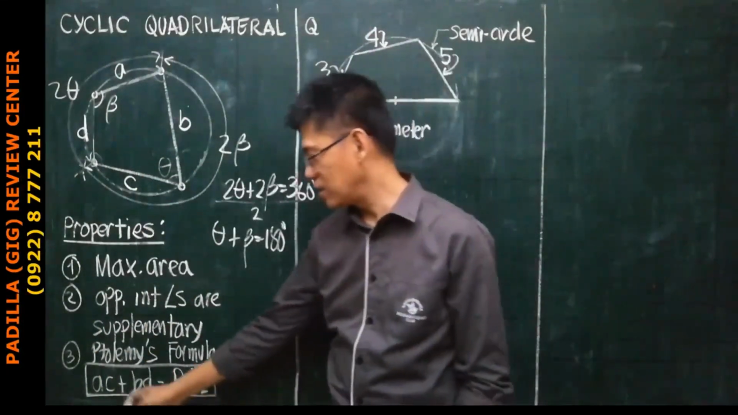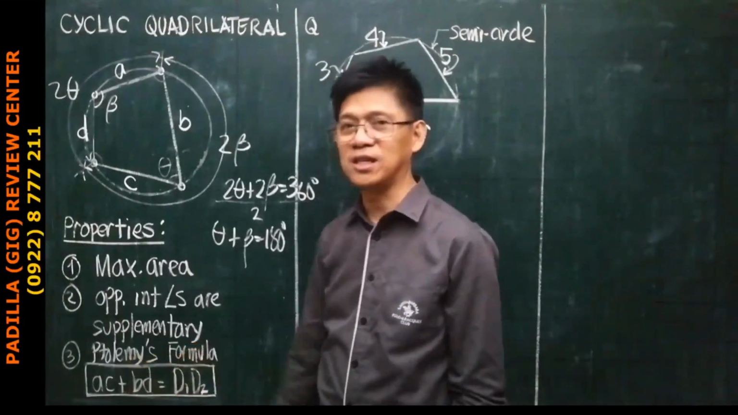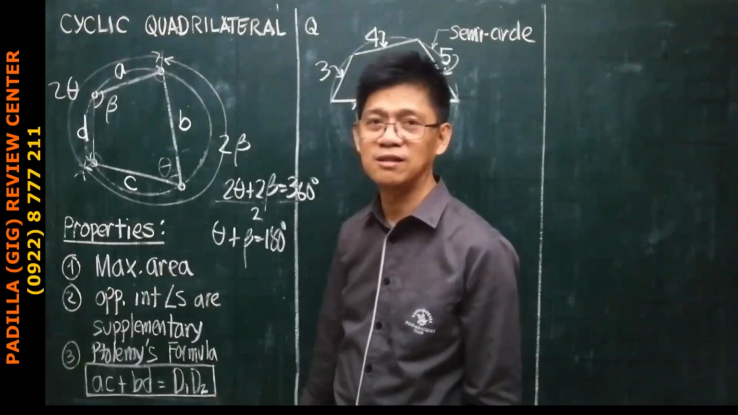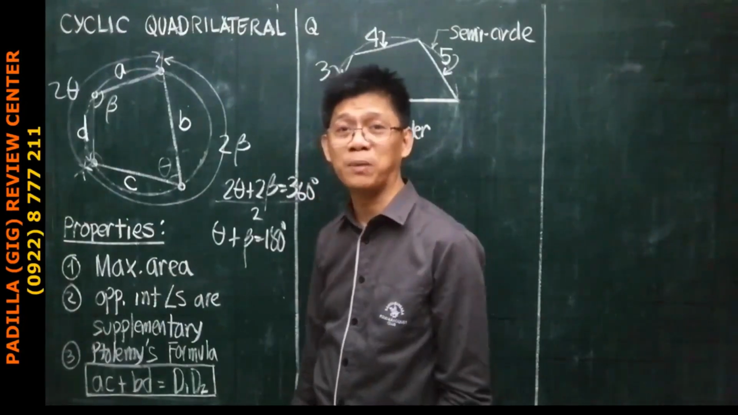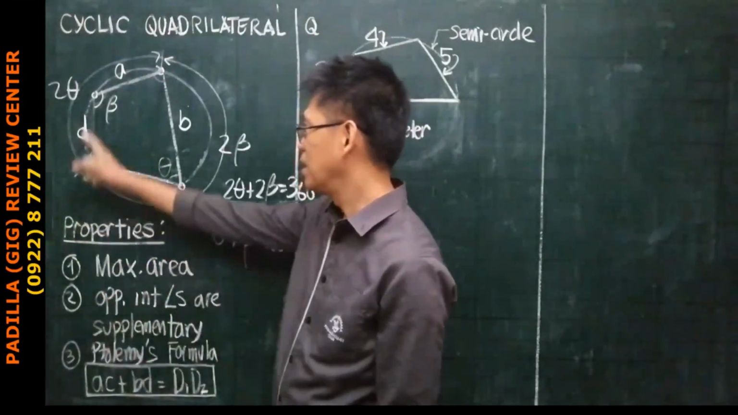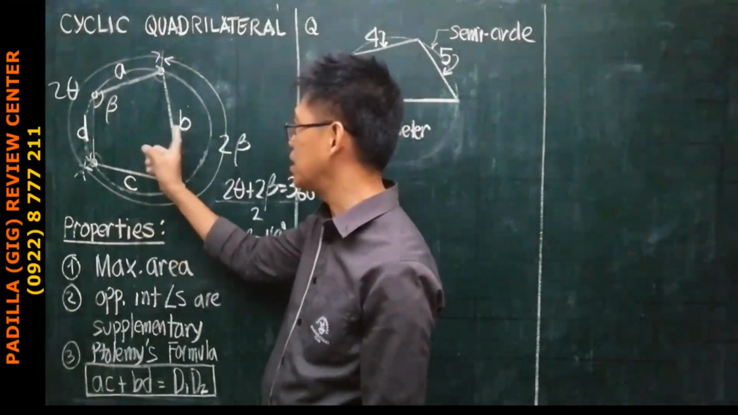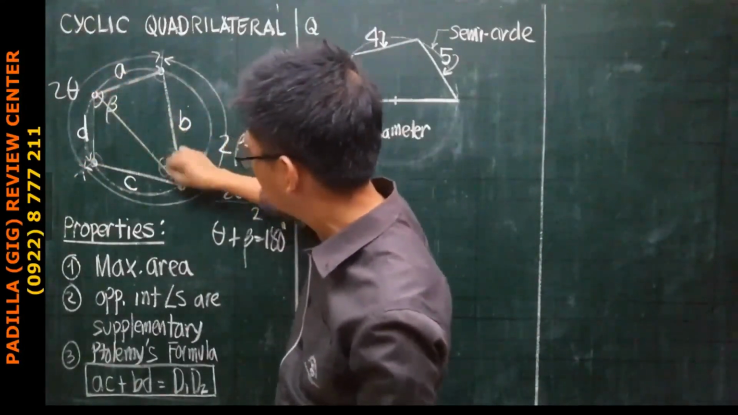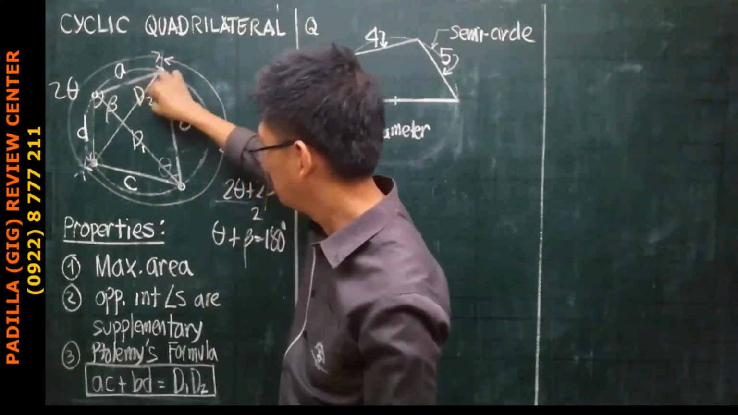The last is Ptolemy's formula. It was the Greek mathematician Ptolemy who formulated this formula. Now, the proof of this is also the peripheral angle theorem. According to this theorem, the sum of the products of opposite sides, A times C plus B times D, is equal to the product of the diagonals D1 and D2.